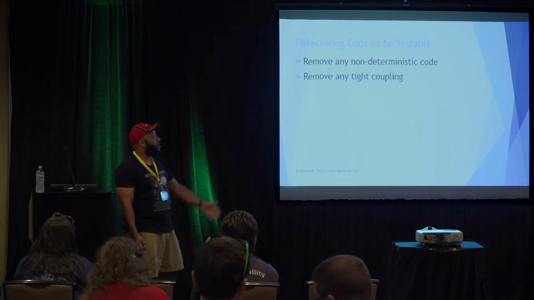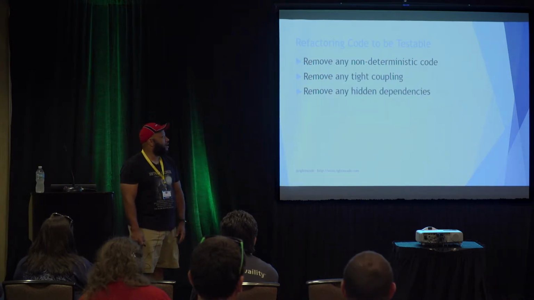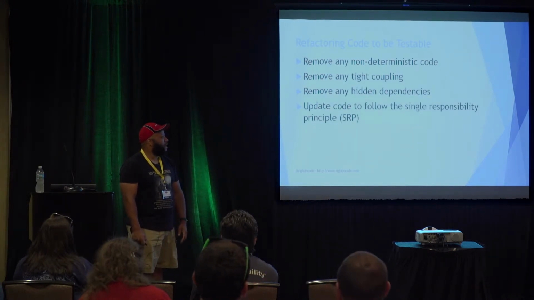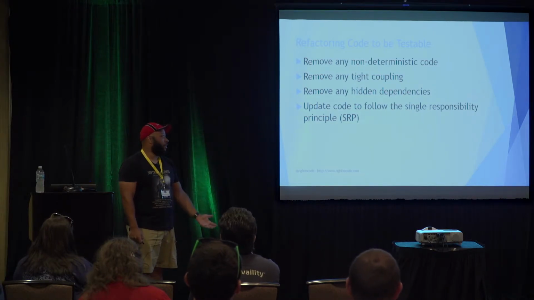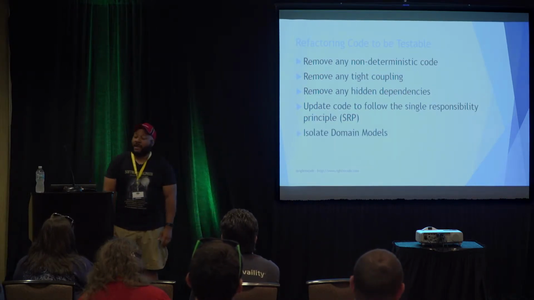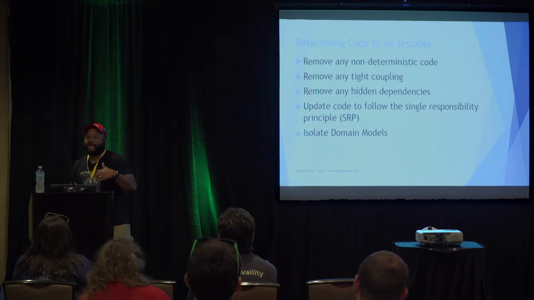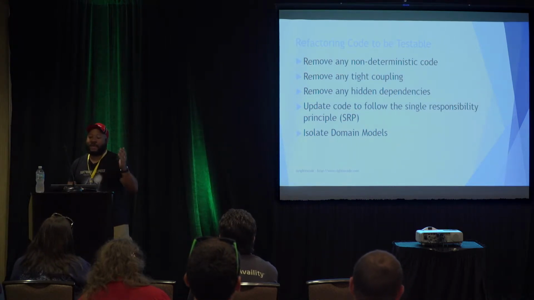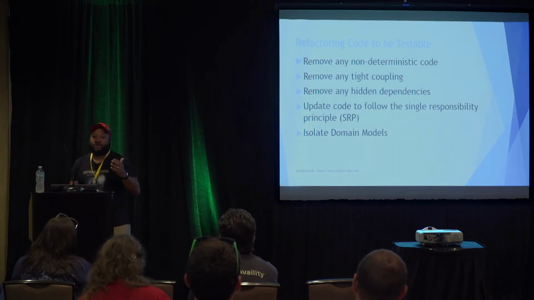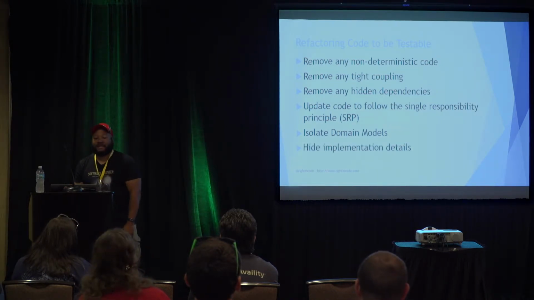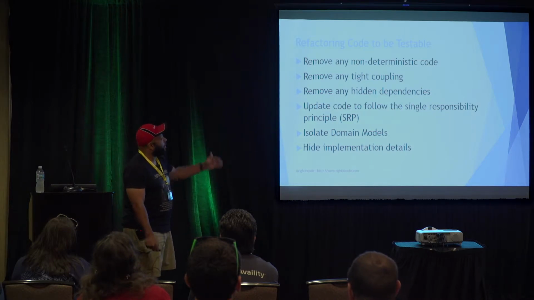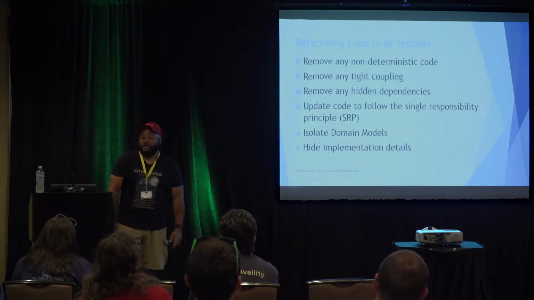All right, obviously, tight coupling, remove any hidden dependencies. Update code to follow the single responsibility principle. And then we isolate the domain model. This is a little bit, we'll actually get into this. I'm a fan of clean architecture, onion architecture. We'll take a look at that and why that's so important. And lastly, testable, or at least refactoring code to be testable, we want to hide implementation details.